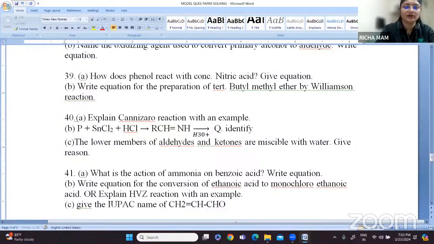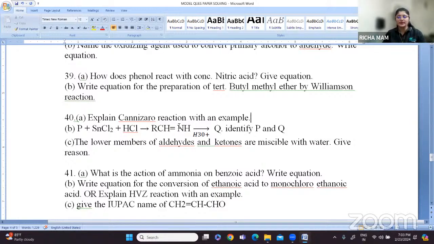Identify P and Q. Can you also see why the lower members of aldehydes and ketones are miscible with water? Give reason. So this is a question for 2 plus 2 plus 1. So first question, explain Cannizzaro reaction.